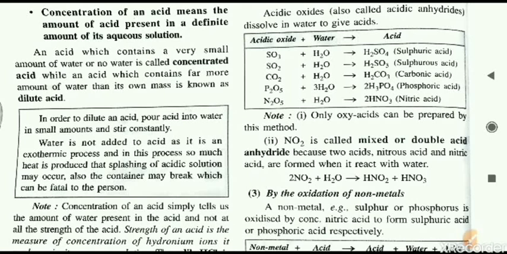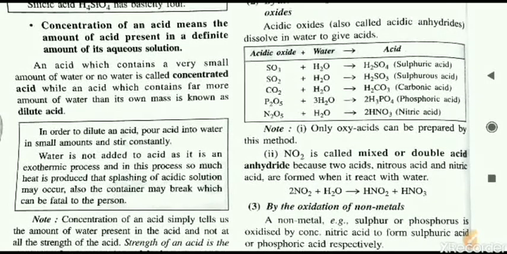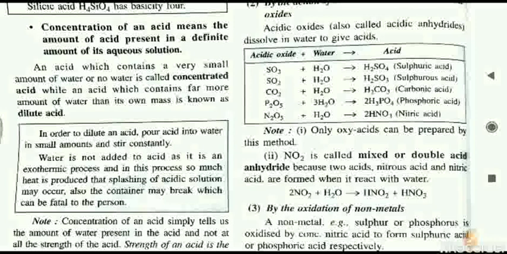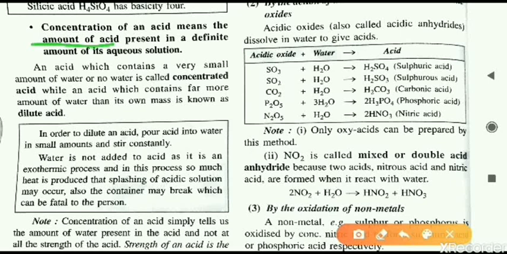So first we will have a look at what concentration is. Concentration is actually a simple term. It means the amount of acid, how much acid is present in a definite amount of aqueous solution. If we prepare any aqueous solution, or we dissolve any acid in water, then how much acid is in that solution defines the concentration. If more acid is there, then it is concentrated acid. If more water is there compared to the acid, then it will be dilute. That is a very simple definition.